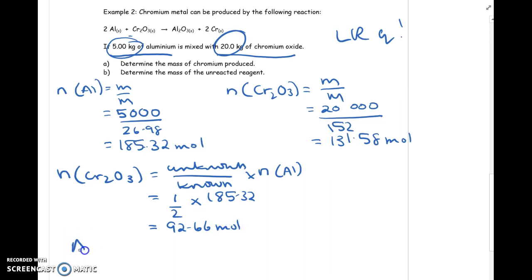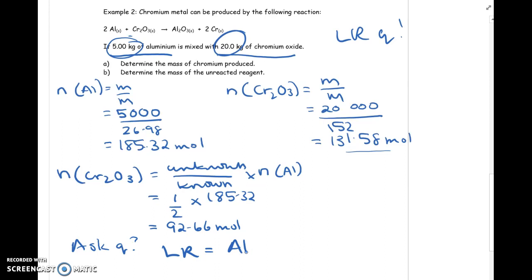Now, I need to ask myself a question. Do I actually have 92.66 moles of chromium oxide? So I go back to the actual quantity I've got, and I can see that I have 131.58 moles. So I've in fact got tons of chromium oxide. So the limiting reagent is aluminium.